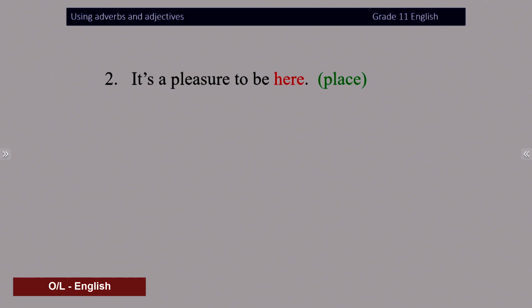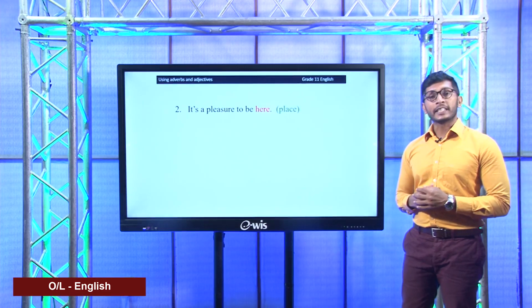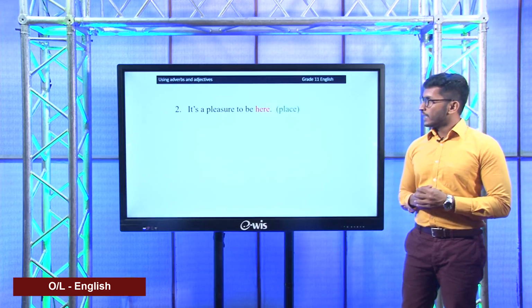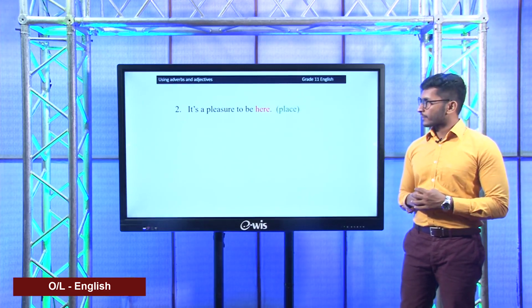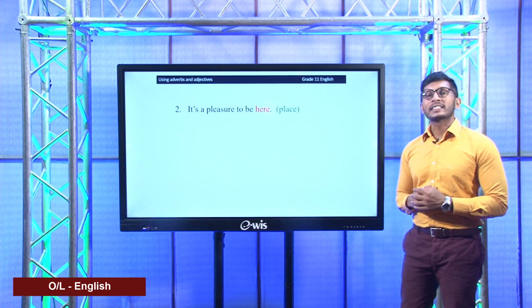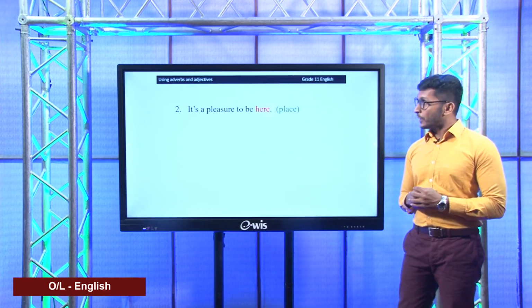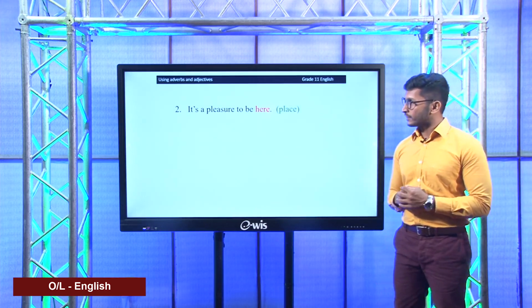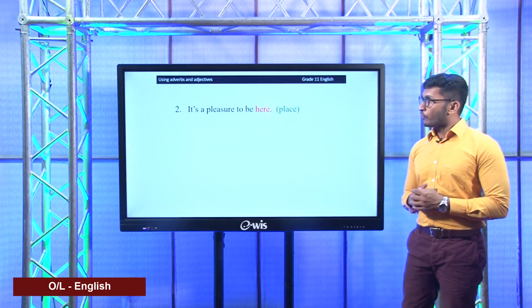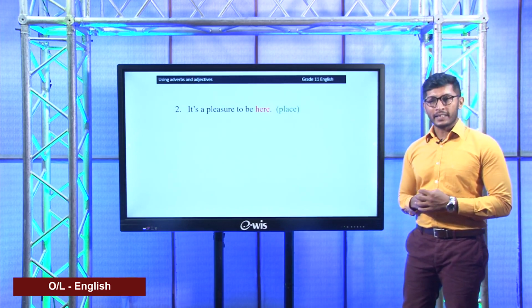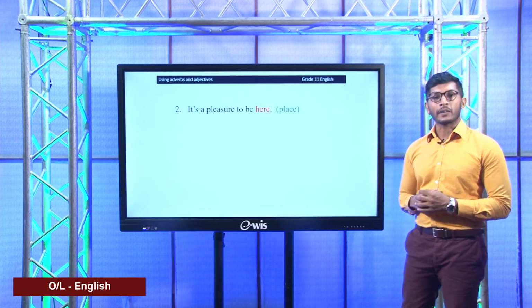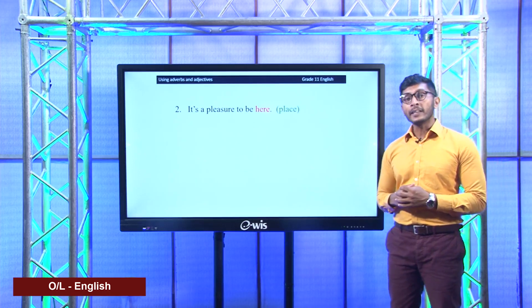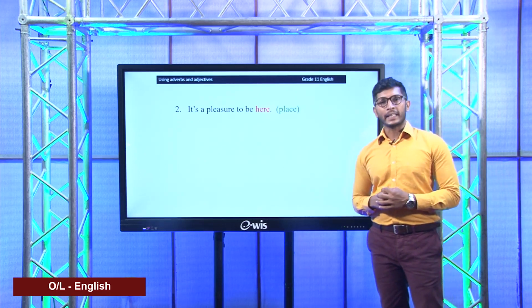Let's see the sentence. It's a pleasure to be here. The adverb is here, which is given in red. It tells us where the action takes place. So the verb here in this sentence is be. If I ask you the question, where is it a pleasure to be? It is pleasure to be here. So the adverb here describes the verb be.